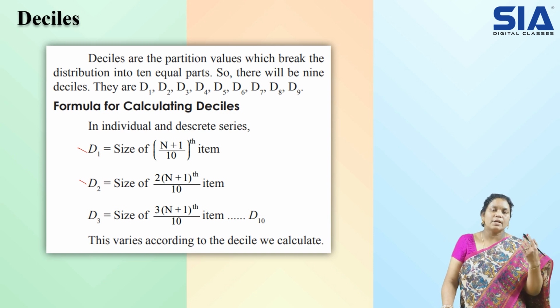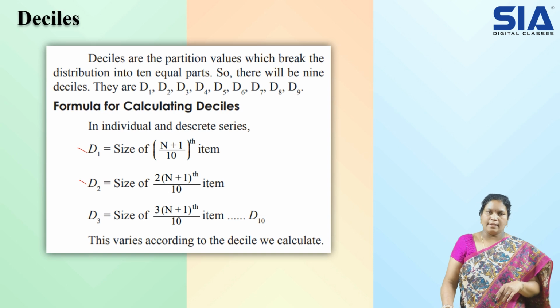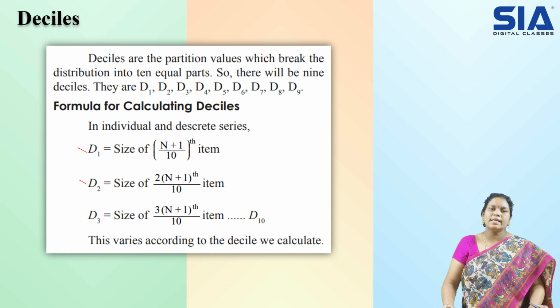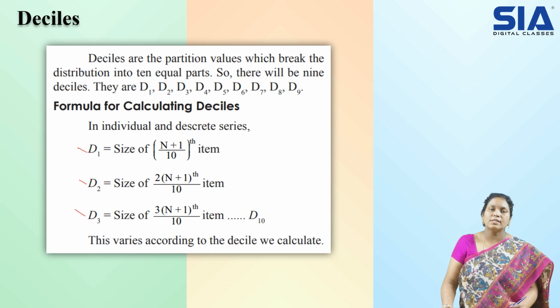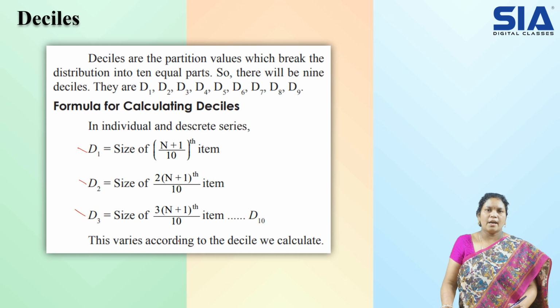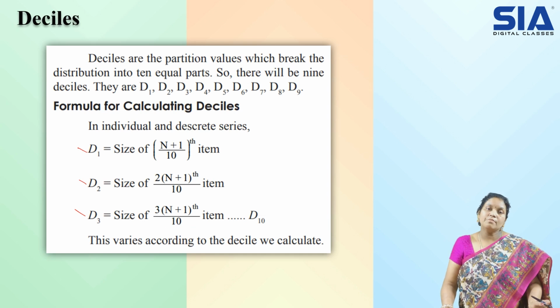Let us suppose you want to consider D8: 8 into (n plus 1) by 10. Every time you divide by 10, and multiply based on the particular decile which we want to consider. Like D3, how do we consider it? 3 into (n plus 1) by 10th item we should consider.